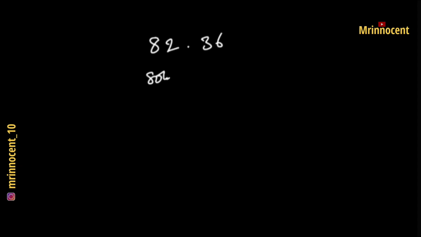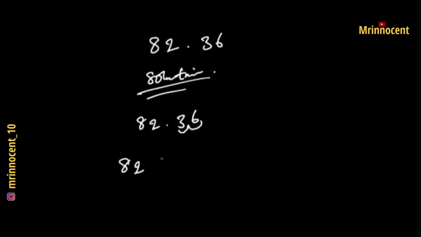82.36, solution. So you have 82.36. 82 whole number. This is 1, 2. You have 36 over 100. So you divide this one by 4, divide this one by 4 in order to simplify it. So you have 82 whole number, 36 divided by 4 is 9 over 100 divided by 4 is 25.